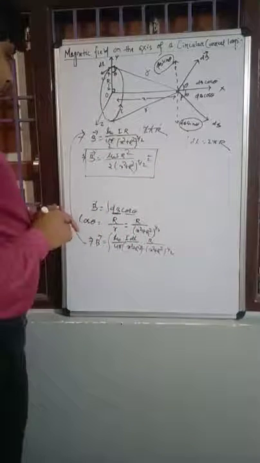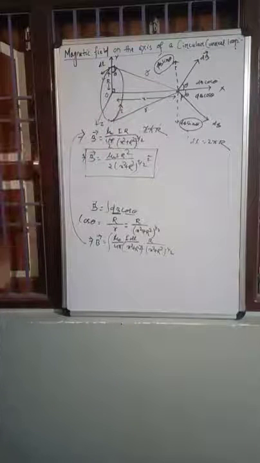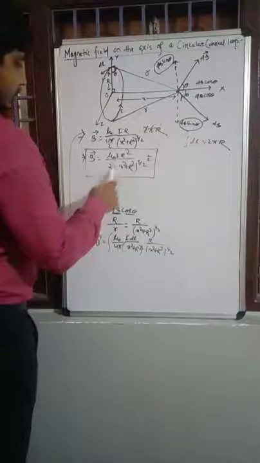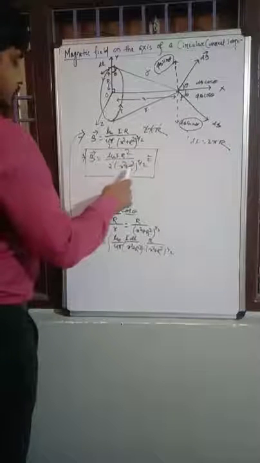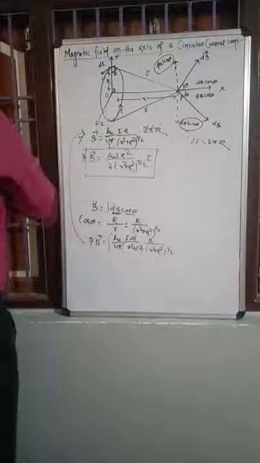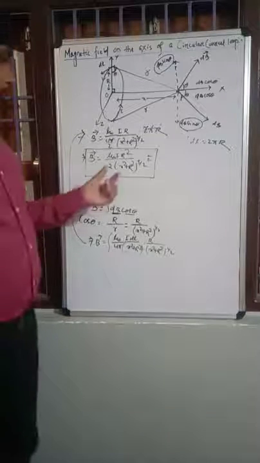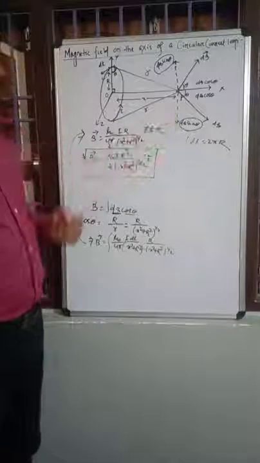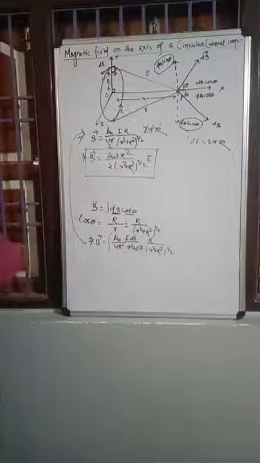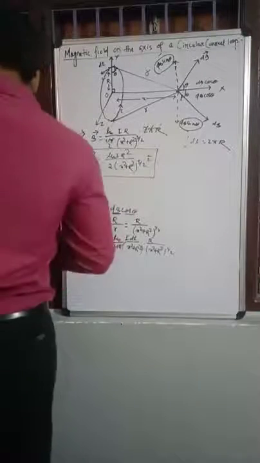So this is the expression for magnetic field due to a current carrying loop at any point on its axis: B vector is equal to mu naught I r square divided by 2 whole into x square plus r square to the power 3 by 2 into i cap. Okay, and the magnetic field will be along the x axis. Let's note it down.